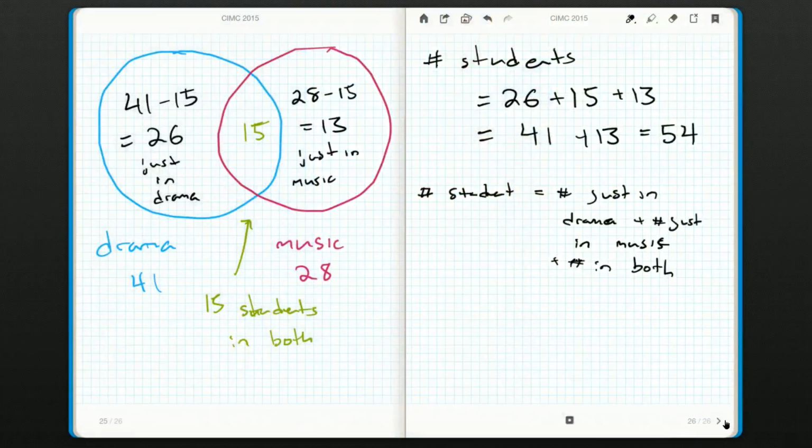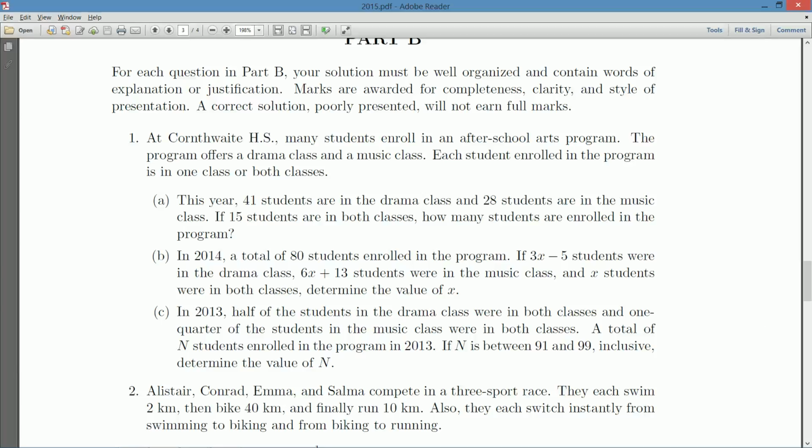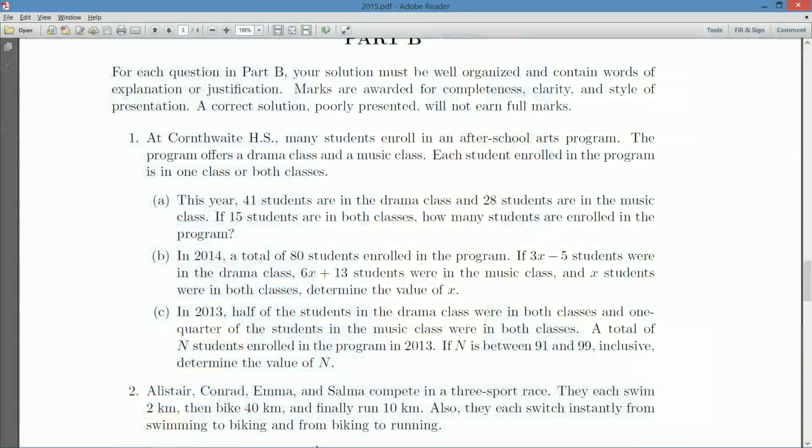Alright, so we've got B part. In 2014, so that's last year, I guess, according to this contest, a total of 80 students enrolled in the program. So now, if we're doing another Venn diagram, we know how many is in the whole diagram. Okay, so the sum of each of those individual parts, the overlap and the two single parts, that total is 80. Just like we just worked out 54 is the total from part A. Okay. So 80 is the total. What's the rest of this question?